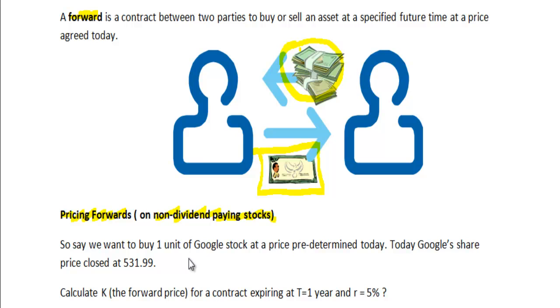Let's take an example of 1 unit of Google stock, and let's say that we want to agree a price today of a forward expiring in a year's time. Today Google closed at $531.99, and we ask ourselves a question: what is the K? What's the forward price for a contract expiring in a year's time, given that the interest rates are 5%?